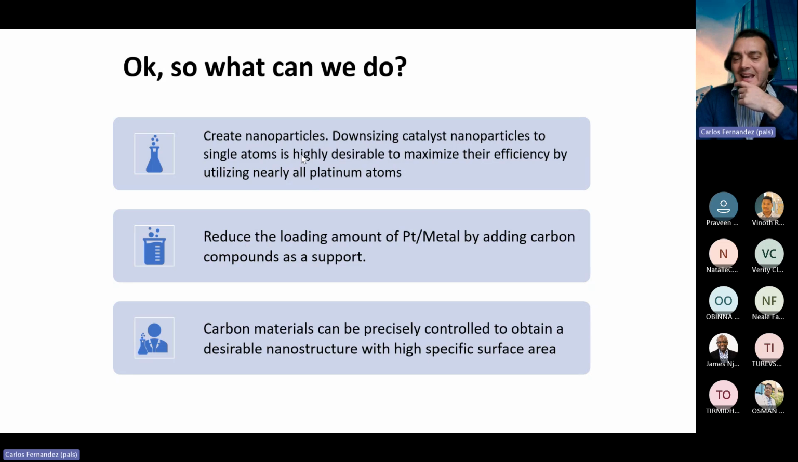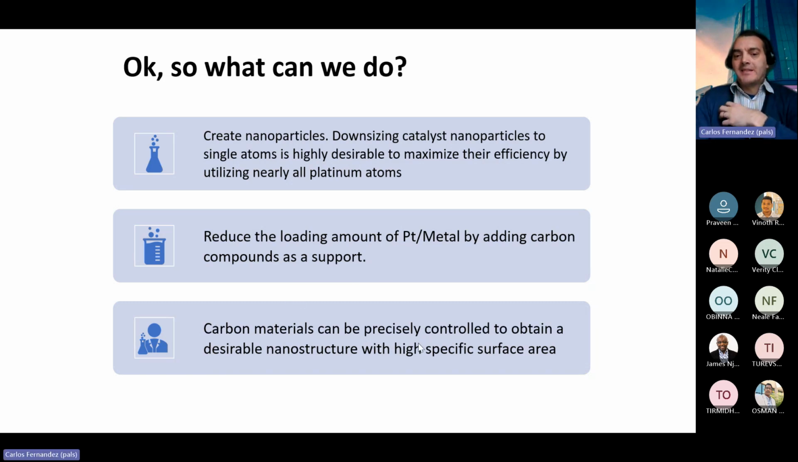So what we can do is create nanoparticles. The idea is basically downsizing the catalyst to single atoms. It is highly desirable to maximize efficiency by using nearly all platinum atoms. So that is one way. Rather than using the platinum electrodes that were used in history in the 19th century, the idea is to use nanoparticles and reduce the loading amount of platinum. So the idea is to create a bimetallic system, having, let's say, platinum with another metal. Also by adding carbon as a support. Quite porous carbon, so the absorption and desorption in the catalyst will be interesting.